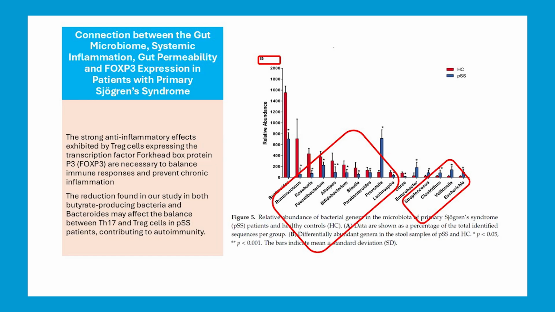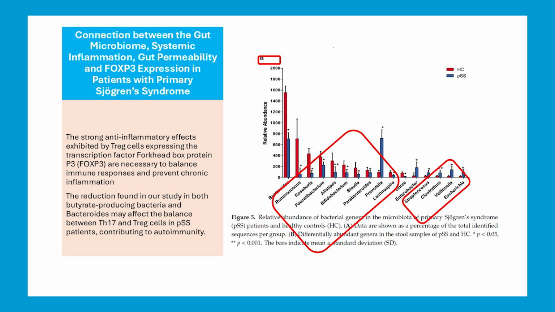And for our very last paper, finally, we have a study which connects a lot of dots. This is a Sjogren's paper. As we can see in figure 5, once again, we see a classic who's who of good versus bad in the microbiomes of the healthy controls versus the Sjogren's subjects.